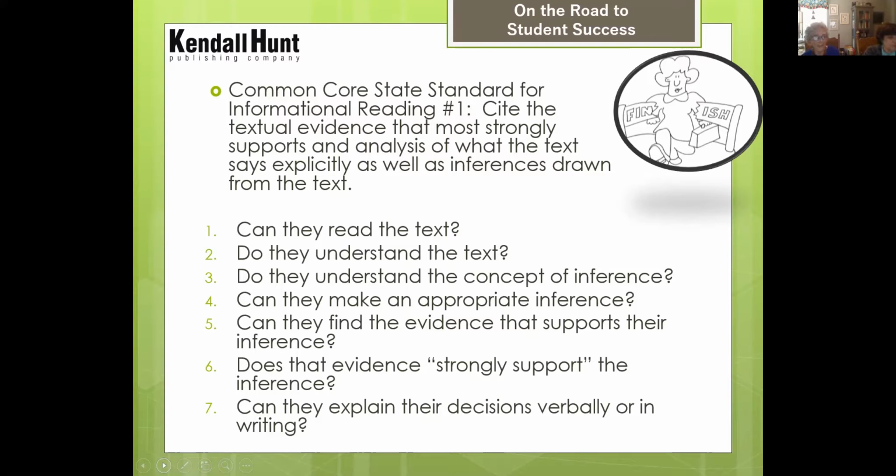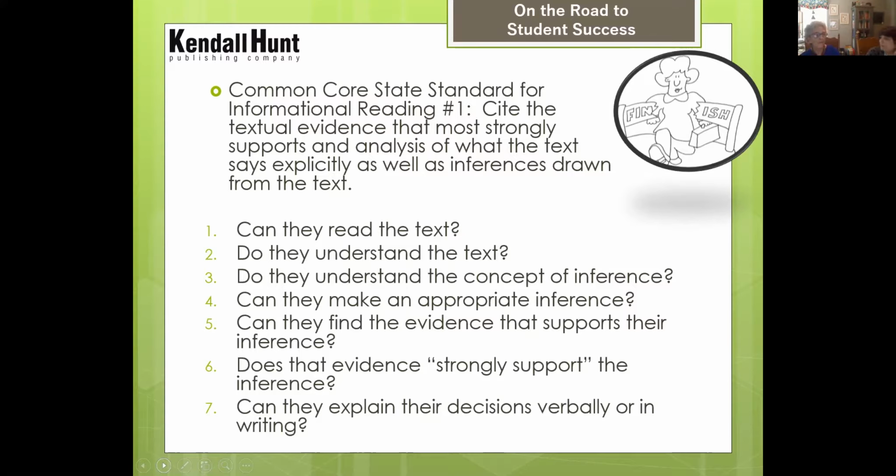And we do a lot of lessons where we use other than text to teach kids about making inferences. The difference between a fact and an inference is a rather large mystery to a lot of 8, 9, 10, 15, 16, and 17-year-olds, all right? Can they make appropriate inferences? Can they find evidence? Can they find evidence that strongly supports? And can they explain their decisions? That's a lot of subsets to one objective. But if I don't understand those, and if I don't understand where kids fall in that list, then I don't have a shot at anybody meeting this objective.